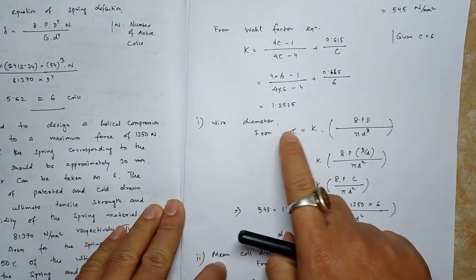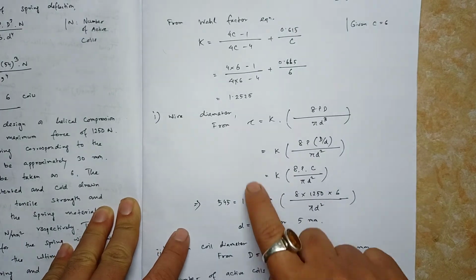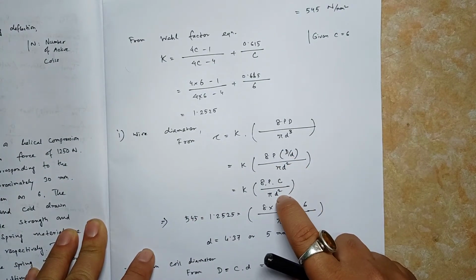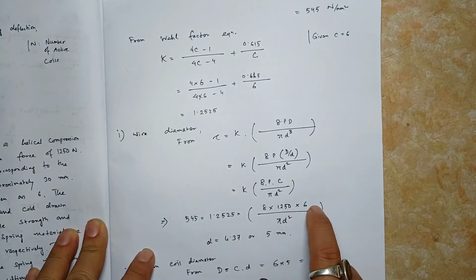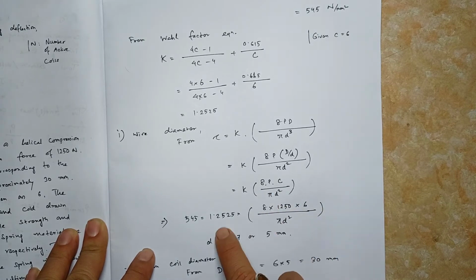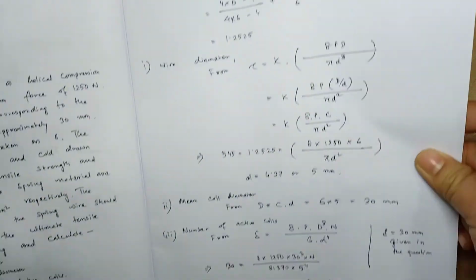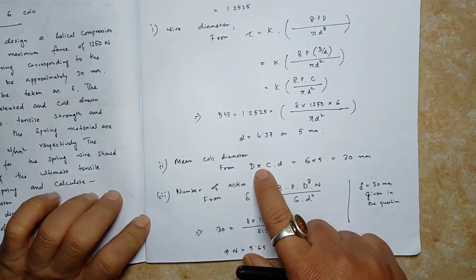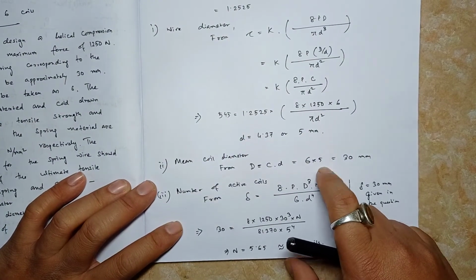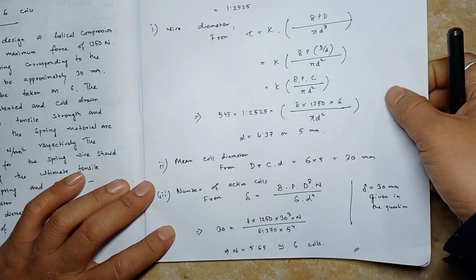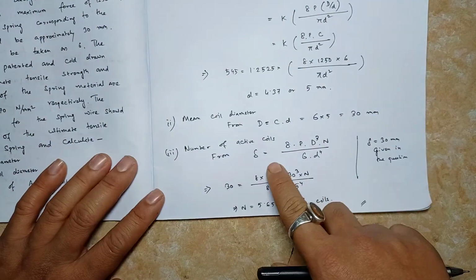So wire diameter from this relation. Tau is known, D by d we have just taken out, so that there remains d square. So P is 1250, C is 6, and K is 1.2525, and tau is 545. So d from here is 4.37 or 5 mm. Similarly, mean coil diameter D is equal to C into d, which is 6 into 5 equal to 30 mm. Okay, from this relation. And finally, number of active coils can be found by using the following relation.